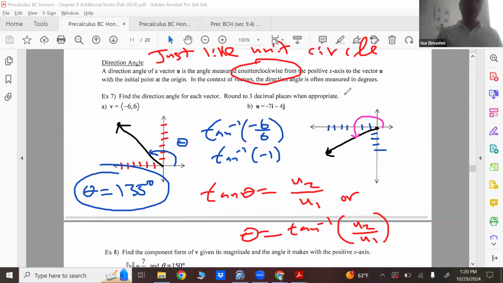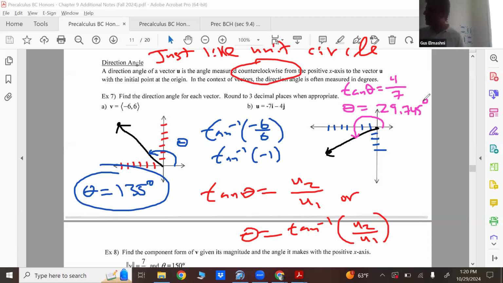So I'm going to do tan theta equals, I'm going 4 down, 7 left. Yeah, that's correct. I'll tell you right now, that's going to be 29.745 degrees. I have that in my notes, I didn't do it in my head. But what is it truly? I travel how far and how much more? 209.745 degrees, exactly. That's my angle.